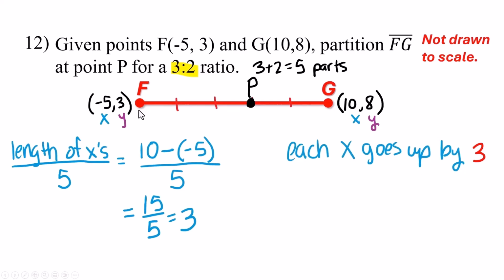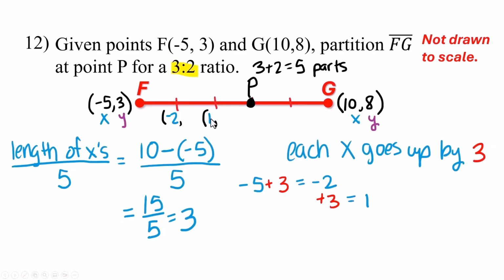So if you started at -5, -5 plus 3 would put you at -2. So this would be -2. -5 plus 3 is -2. Then you add 3 to the -2 to go up 3 more, and you get a 1. So the X value for this point will be 1. -2 plus 3 is 1.